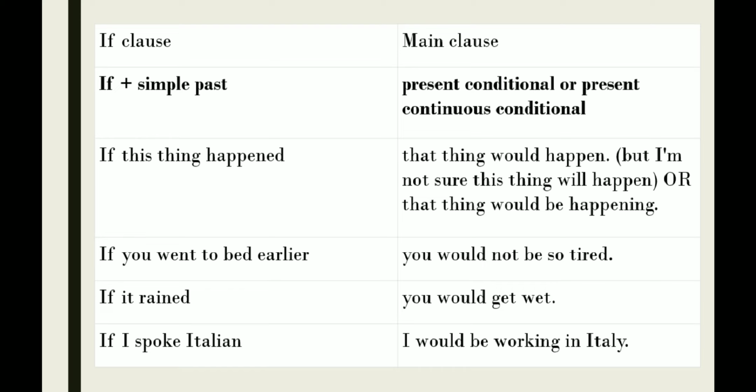One more example. If I knew the answer, I would tell you. I don't know the answer, so I can't tell you. One more example. If I were you, I would learn German. I'm not you, so I don't learn German.